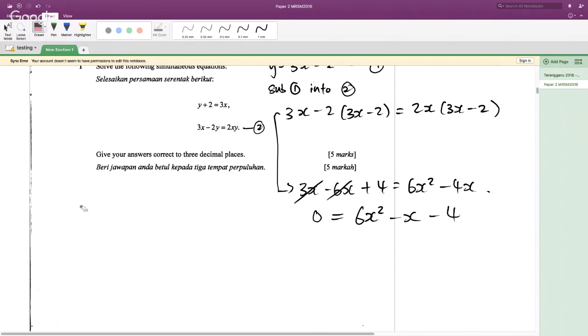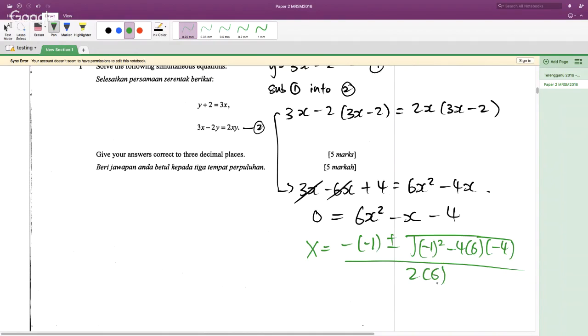So if you can't factorize, you have to use this formula, or use the calculator. x equals negative b, b is negative 1, plus minus square root of b squared minus 4, a is 6, c is negative 4, divided by 2a. Then you should get two values for x. Let me just use the calculator to work this out.